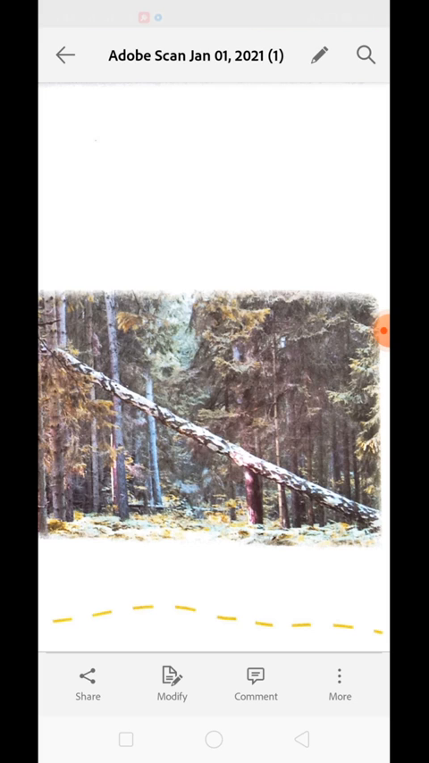Okay, the plants of a particular area contribute the flora of that ecosystem. Okay, the animals of that particular area will contribute in fauna of that ecosystem.